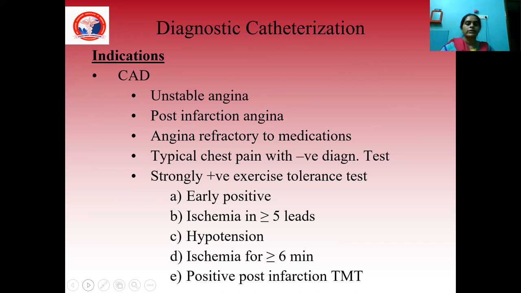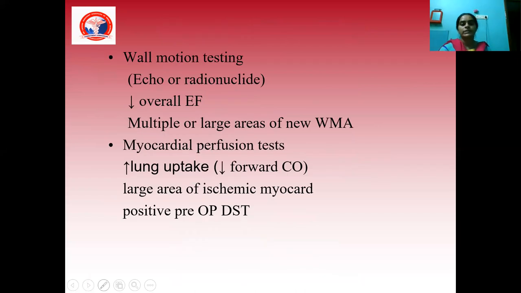So coronary artery disease includes all these conditions: unstable angina, post-infarction angina, angina refractory to medications, typical chest pain with negative diagnostic test, and strongly positive exercise tolerance test, which is very early positive, and ischemia in more than 5 leads, ischemia for more than 6 minutes, hypotension, post-infarction treadmill test. And there may be wall motion testing, which includes echo or radionuclide, which shows a decrease in overall ejection fraction and multiple or large areas of new wall motion abnormalities.